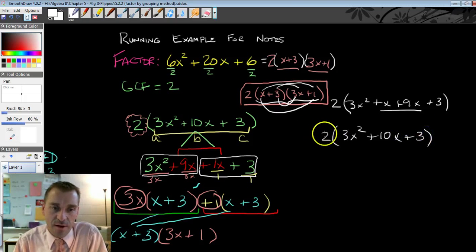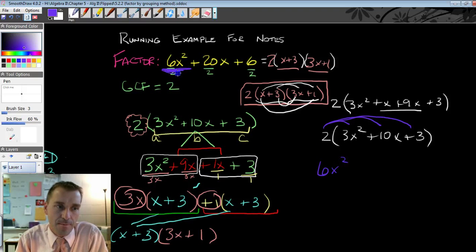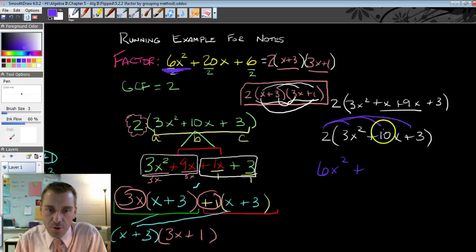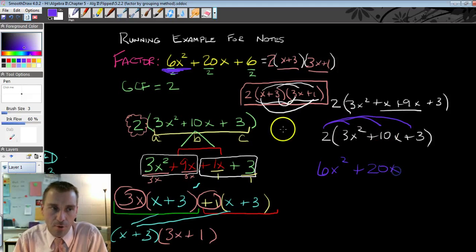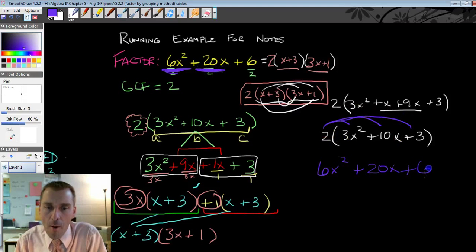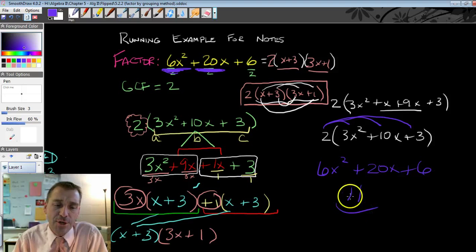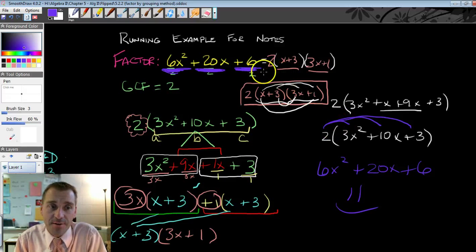Nice. Let's keep going. All I have to do now is take that 2 and distribute it. So the 2 goes here, the 2 goes here, and the 2 goes here. When I do that, I get 6x squared. Hey, check. Plus 2 times 10x, which is 20x. And then I take 2 times the positive 3, which is 6. Bingo. So it is exactly what I started with. Therefore, I did factor it correctly. So my answer is this thing right here in complete factored form.